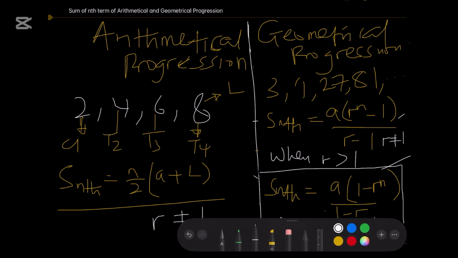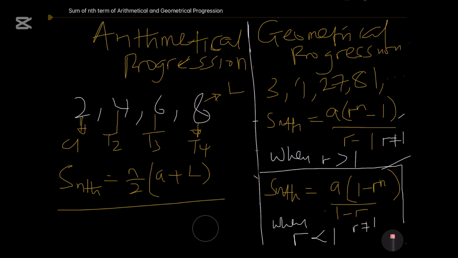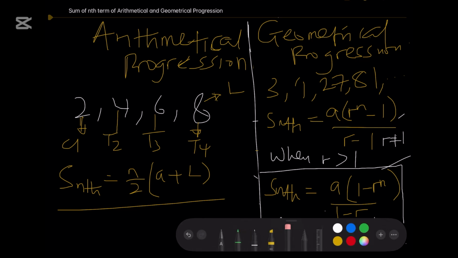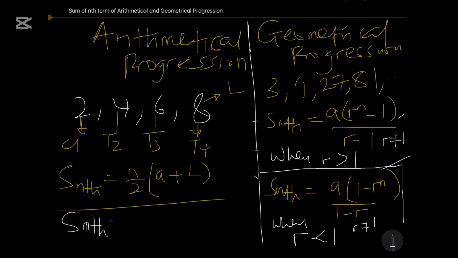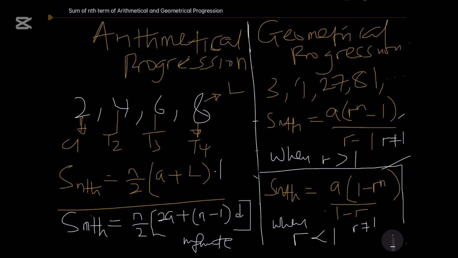Now, before we move on, we also have the formula for generating the sum of nth term of an AP, which is n over 2 open brackets 2a plus (n minus 1) multiplied by d. This is when we have a finite term. So it's as easy as this. Next we are going to be looking at different examples.